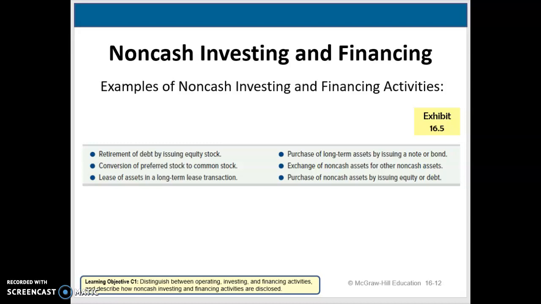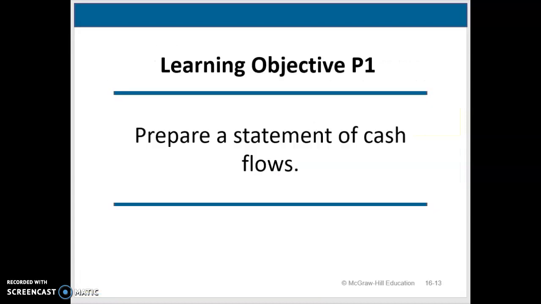And also, we have to remember the full disclosure principle that says we have to disclose it if it would affect someone's decision. So this slide has a couple of other transactions that are commonly disclosed as non-cash investing and financing activities. All right, so now that we've learned what a statement of cash flows is, let's now look at how we prepare one.